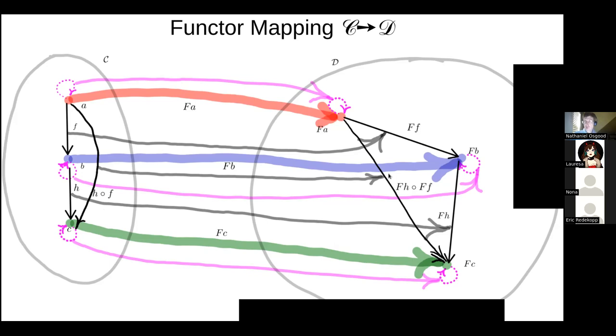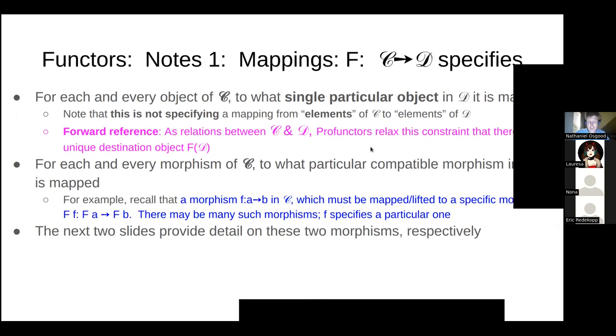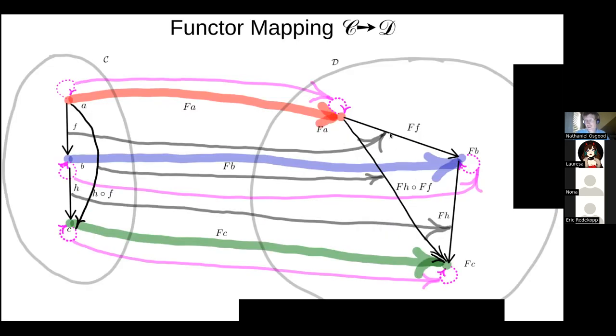So there's this beautiful kind of preservation of this structure. The structure is captured in large part by this composite. So what's the composite of H after F? Well, whatever it is, when you map it over, it has to be the same as the mapping of H after the mapping of F over in D, and then composing those.